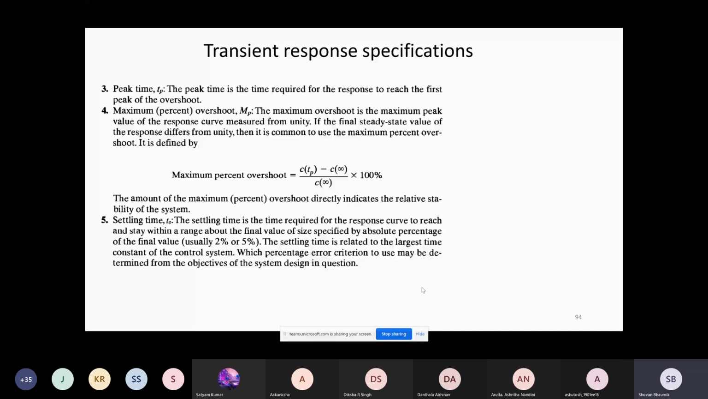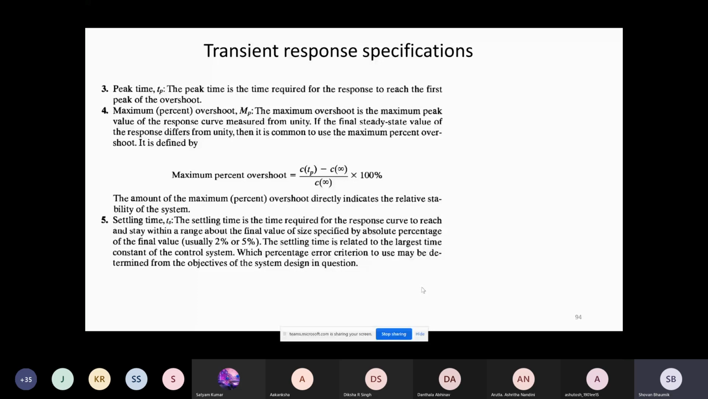Now settling time, that's what I defined. I am reading again. The settling time is the time required for the response curve to reach and stay within a range about the final value of a size specified by an absolute percentage of the final value. That's usually defined as 2% or 5%. So the settling time is related to the largest time constant of the control system, and which percentage error criteria is used, that is also very important.